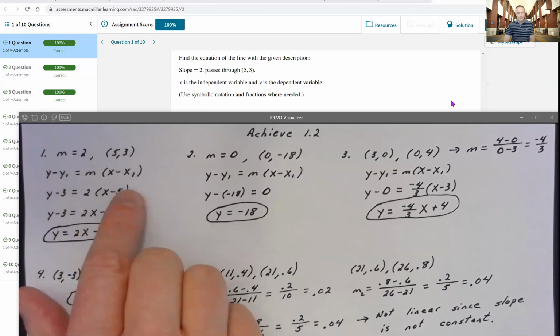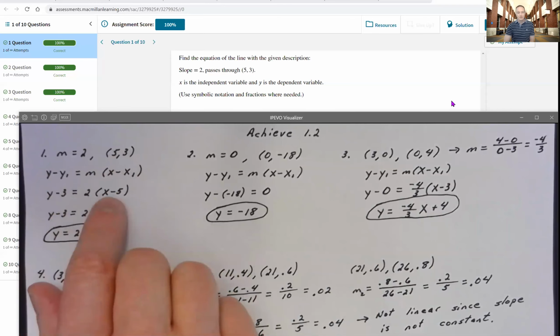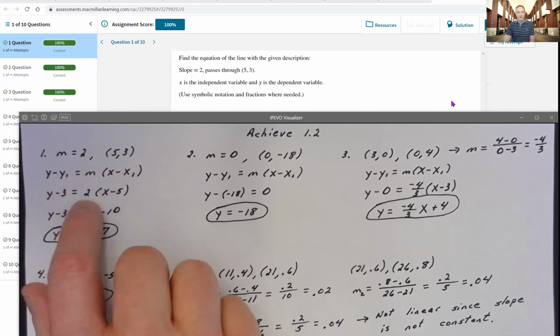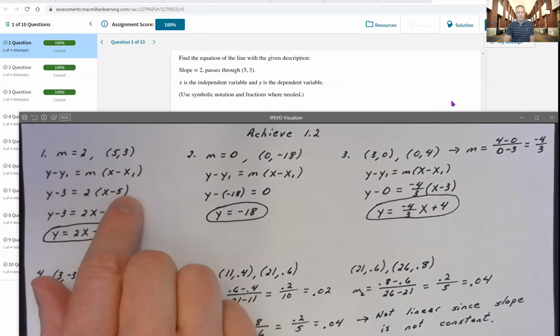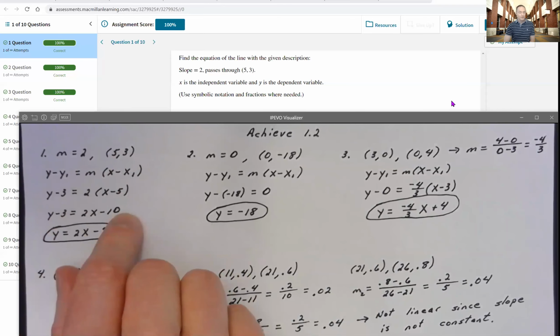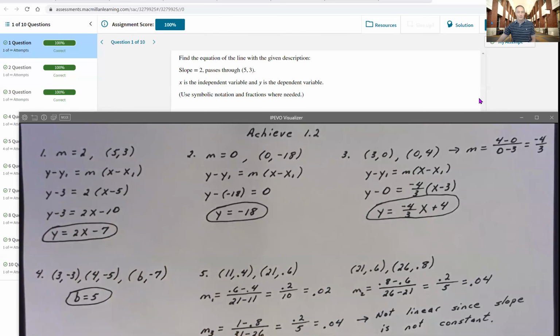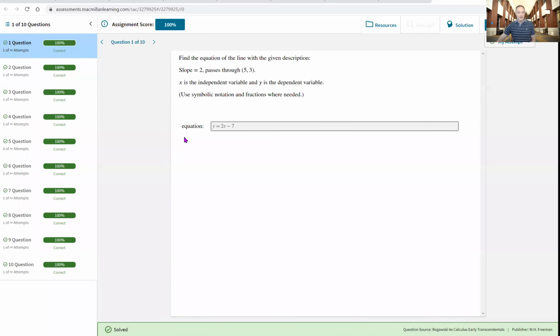So we just plug that into our formula. We get y minus 3 is equal to 2 times the group x minus 5. When we distribute the 2 on the right, we get 2x minus 10. Once we add 3 to both sides, we get our slope-intercept version of the line, y equals 2x minus 7. And you can see here that that's precisely what I entered into the Achieve system, and it liked it.